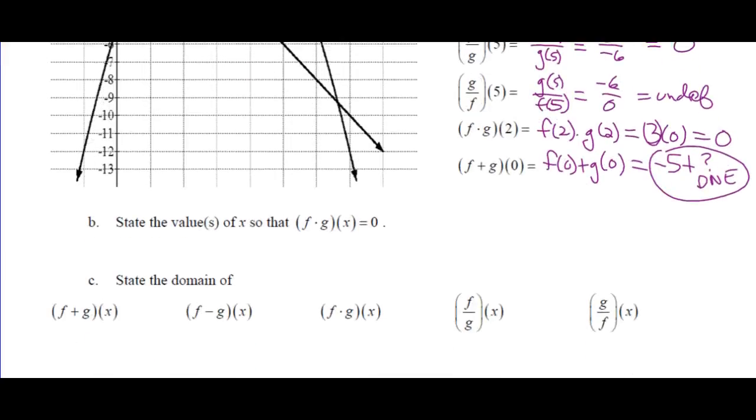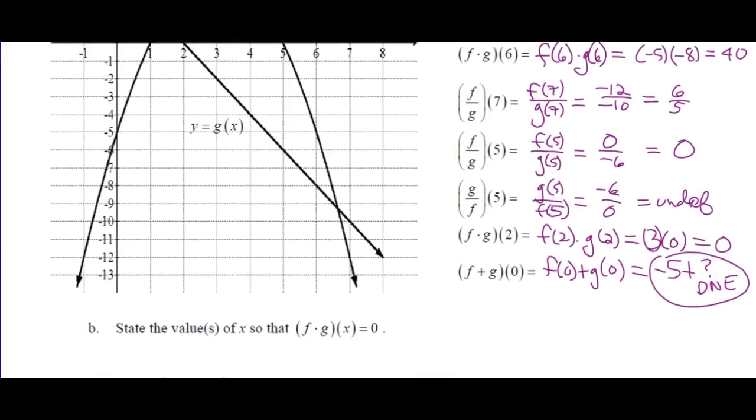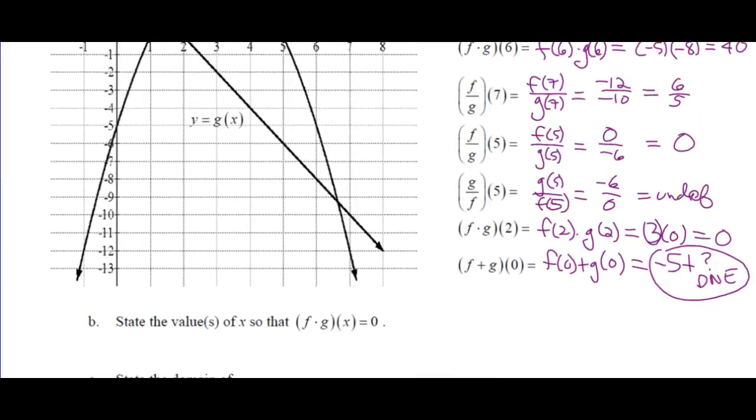Does it want just DNE, or do you have to write it out, does not exist? You've got to say it doesn't exist. We can't do it, right? Because this is not defined. There is no g of 0. 0 is not in the domain of g, so you can't.